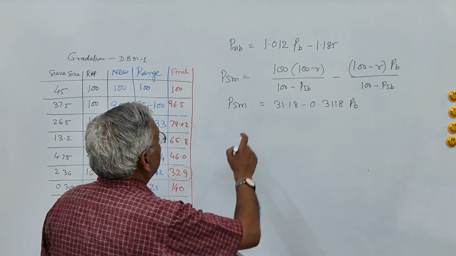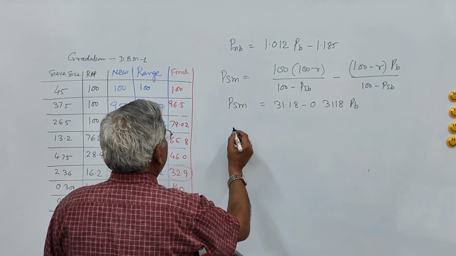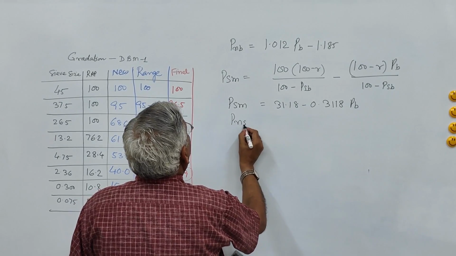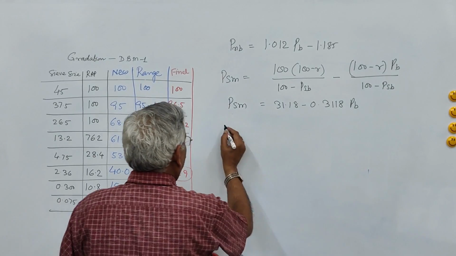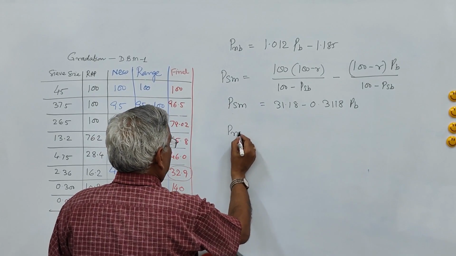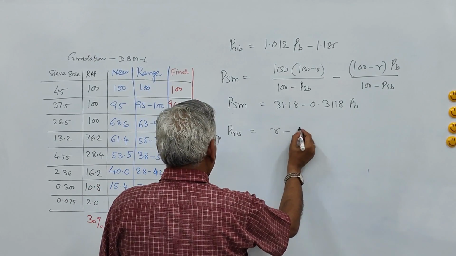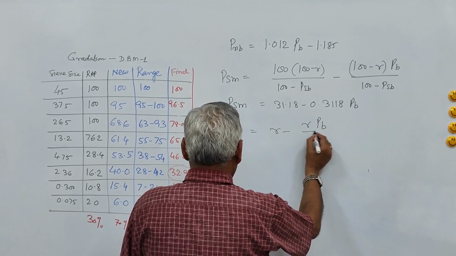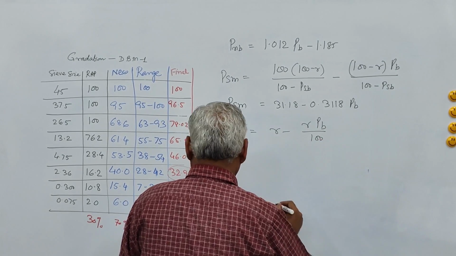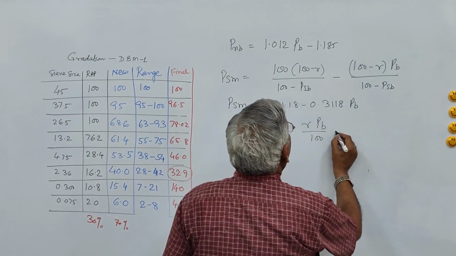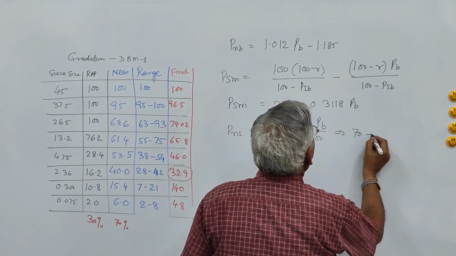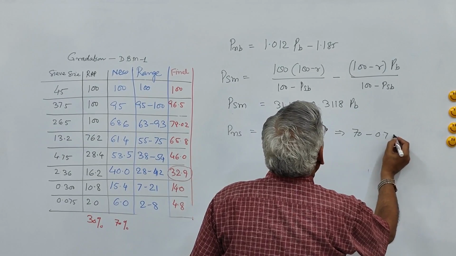And Pns, new aggregate. New aggregate to be added will be R minus R into Pb upon 100. So R is 70. So this will be equal to 70 minus 0.7 Pb.